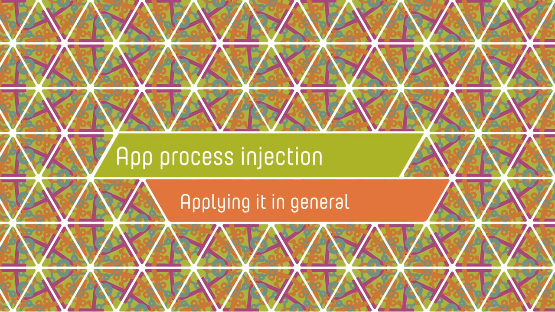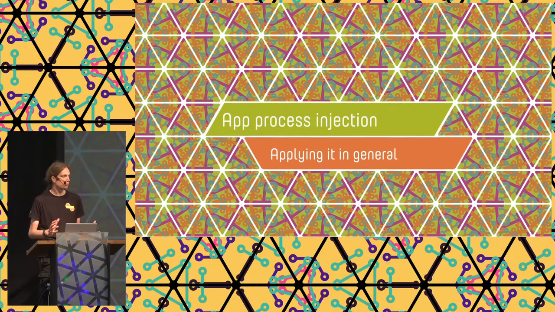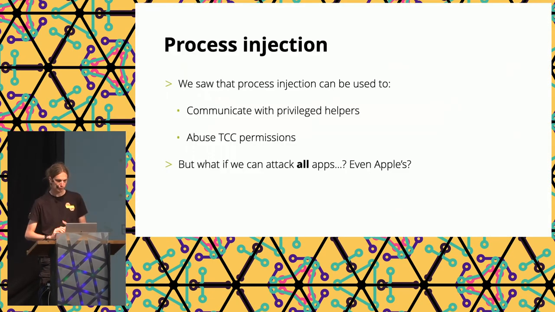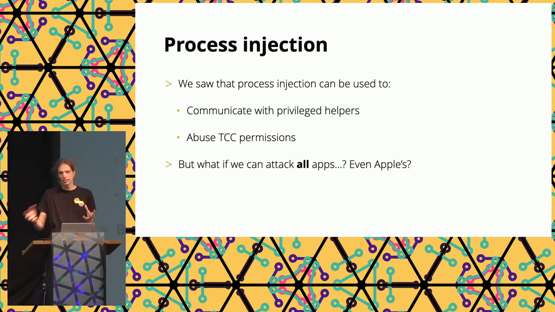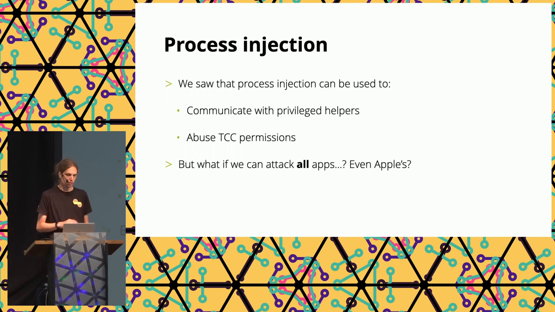Now, the next part is a bit vague, because the vulnerabilities are not all fixed by Apple. They're still working on the fixes. It should get fixed with Ventura, but I'm not completely sure of that yet. But what I want to talk about is some generic process injection technique, supposing you have vulnerabilities like that. Process injection is basically the way that one application can execute its code as if it is another application. You can use that to communicate with a privileged helper tool if you can inject into that application. You can abuse the TCC permission, like an Electron application.